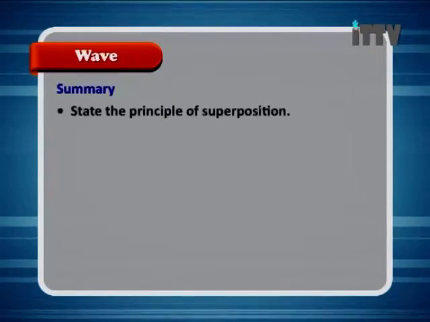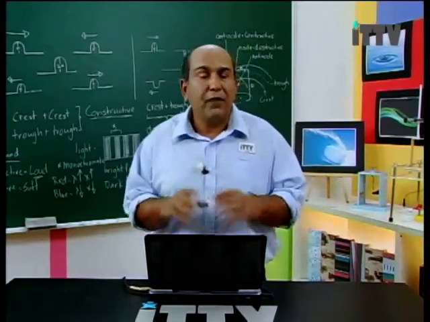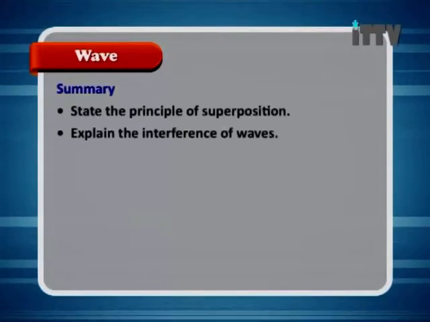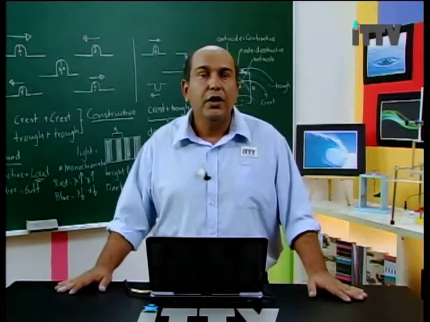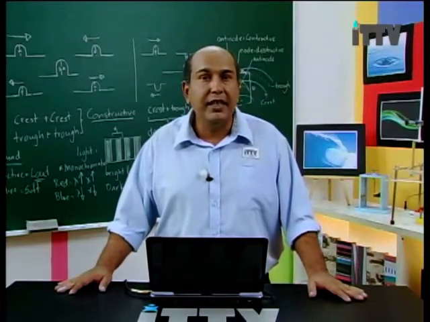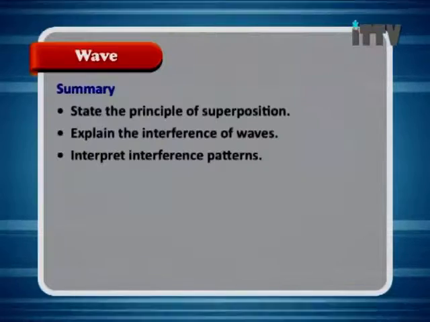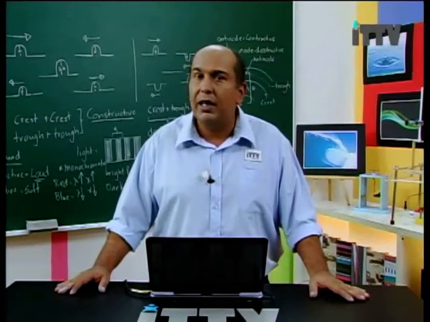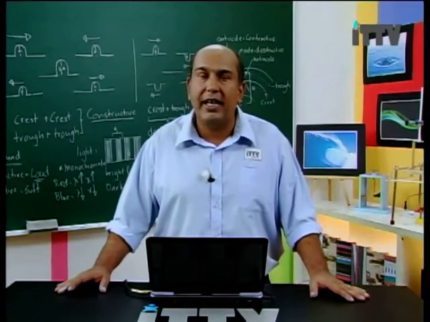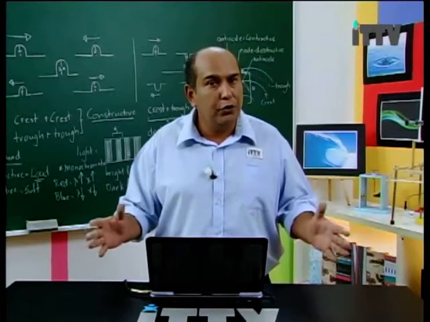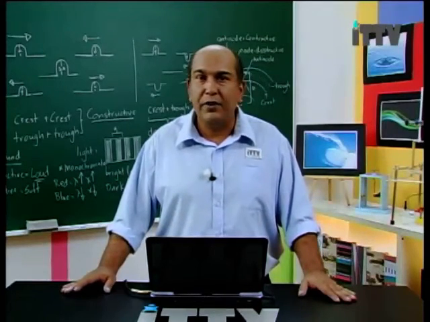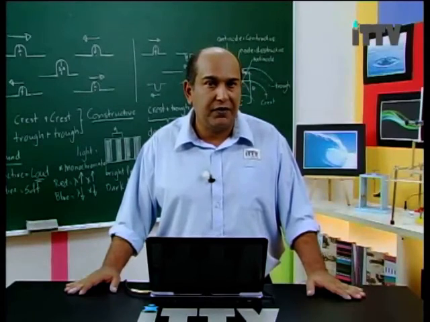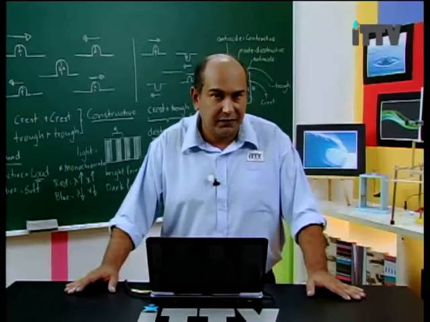Let's do a quick summary. State the principle of superposition. The final displacement is the sum of the displacements. Remember that. Explain the interference of waves. If you get a crest and a crest, or a trough and a trough, you get constructive interference. If you get a crest meeting a trough, you get destructive interference. Interpret interference patterns. Remember, if you connect all the areas of construction, you get what we call an antinodal line, antinode. And if you connect all the areas of destructive interference, you get a nodal line, your node. Remember, with light, you're going to get bright fringes for constructive and dark fringes for destructive. And with sound, you get loud areas for constructive interference and soft areas for destructive interference.